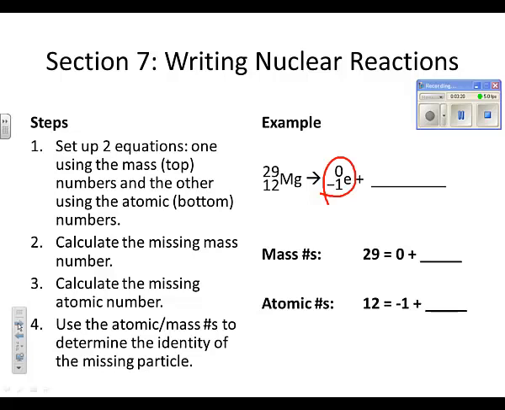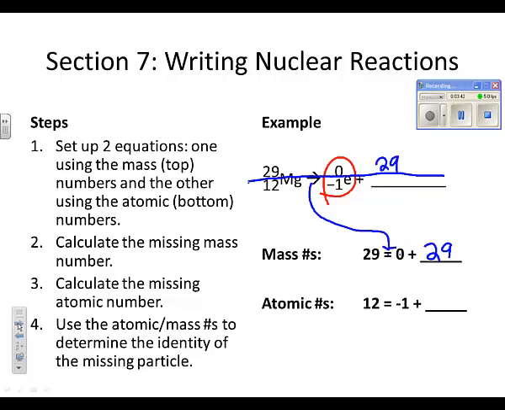Well, first we're going to focus on just the top. The top is 29 and something equals something. So we can change the yield sign to an equal and do 29 equals 0 plus something. So what plus 0 equals 29? Well, that would be 29. So our mass number has not changed.